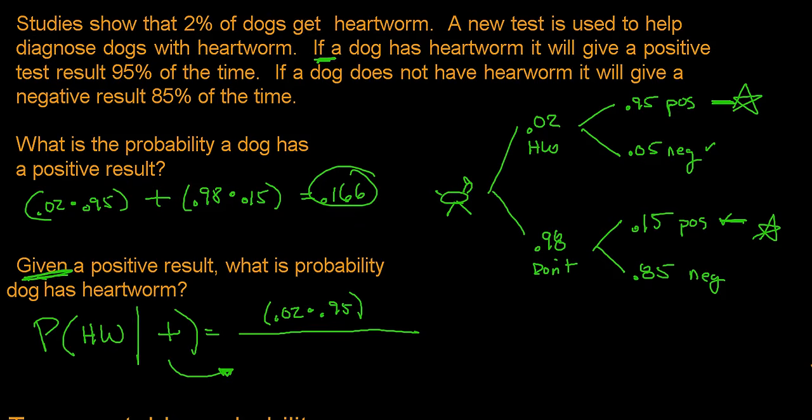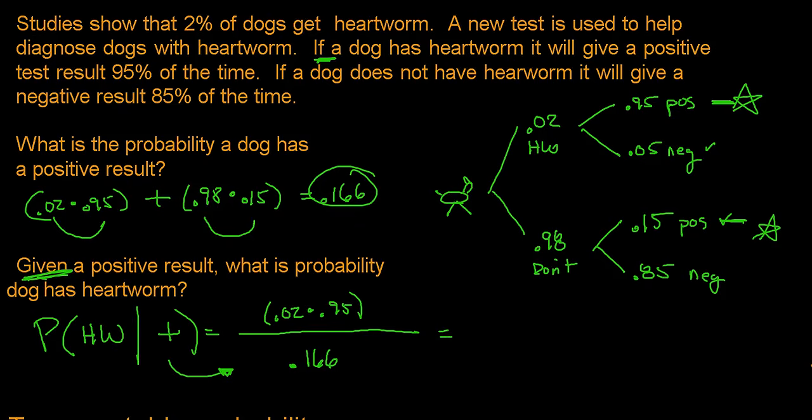Well, we already calculated that. A positive test result is 0.166. Now, remember, that was two things because there's two ways you can get a positive test result: heartworm and positive, no heartworm and positive. So those are the two things that would go on the bottom, but we already calculated that. So now all I've got to do is a little bit of math here.